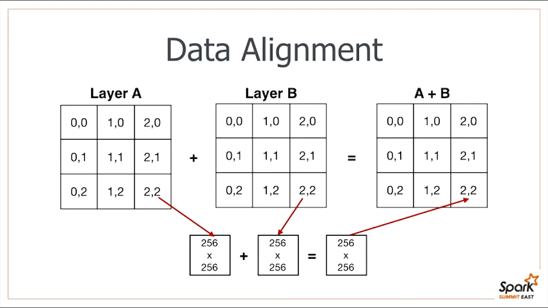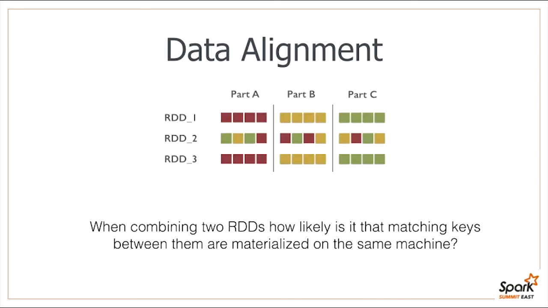The really cool part about this is that if those tiles happen to be on the same machine, there is no reason you would ever need to shuffle. Those tiles have all the information you need. And local operations are actually the bread and butter, I think, of GIS analysis. Well, anyway, useful. So how can we represent that? Let's say the red is the first row, yellow is the second row, and green is the third, three rows, three colors. So RDD2 is not aligned. RDD1 and 3 are aligned.